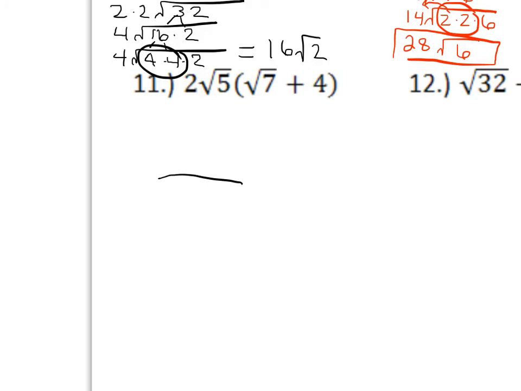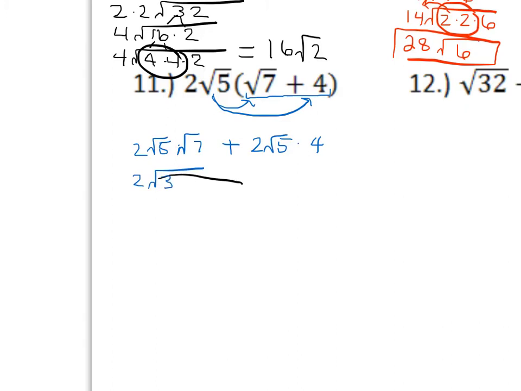On 11, order of operations says to start inside. With addition and subtraction with square roots, they have to have a common number under the square root, under the radical. These don't, so I can't add them, which means I'm going to go ahead and jump right into distributing. What that would give me is 2 root 5 times root 7 plus 2 root 5 times 4. Outside with outside, inside with inside.